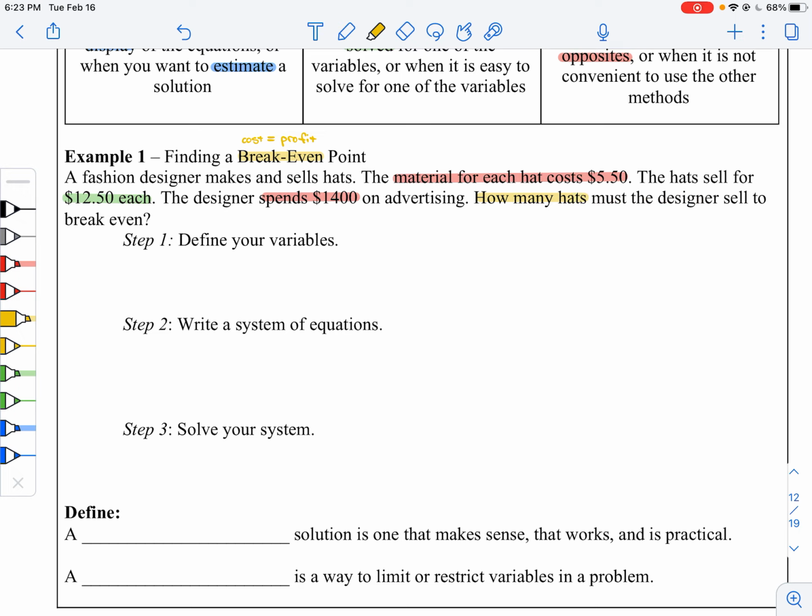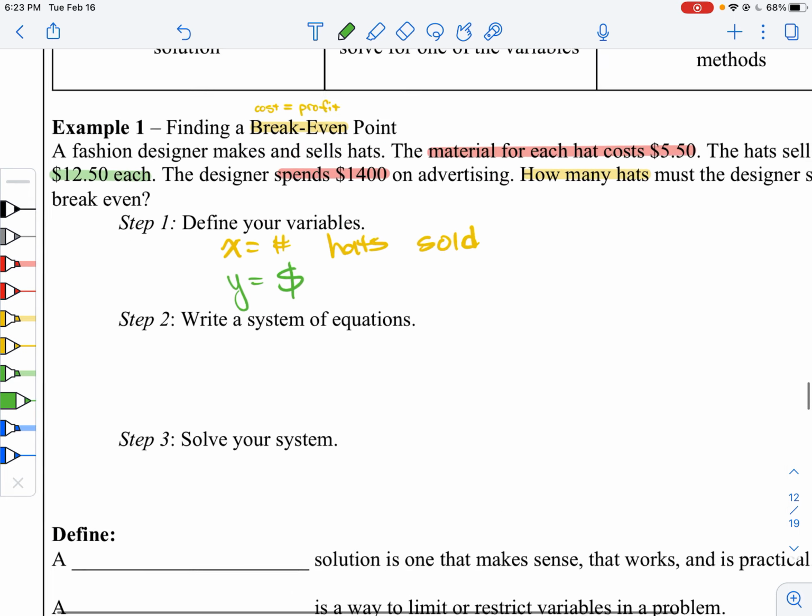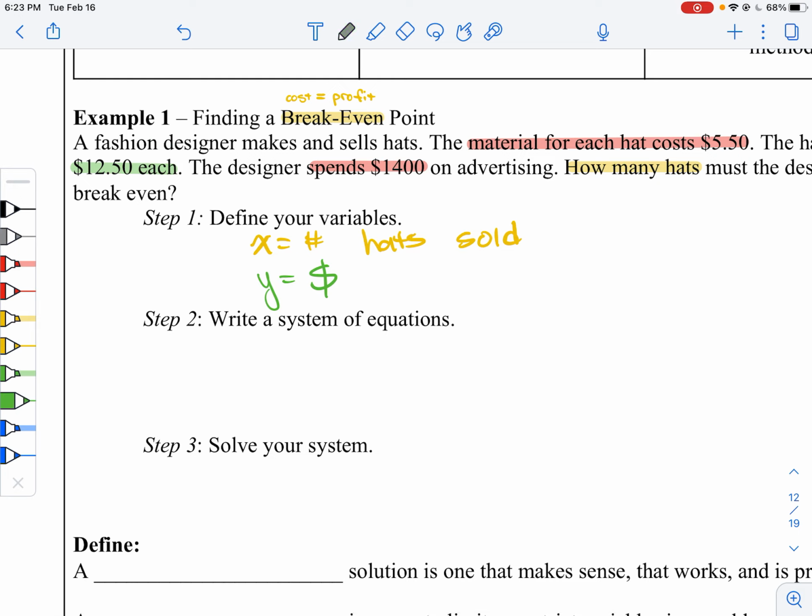Therefore, our first variable, I'm going to say x is the number of hats sold. But we also want to know break even. When does our cost equal profit? So I'm going to let Y represent all the dollars. Okay. So now that we have the information, let's put it into a system of equations.